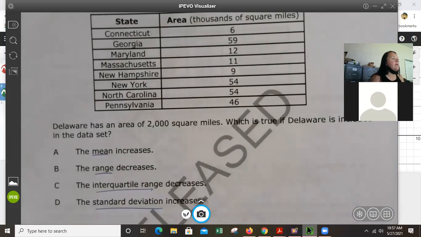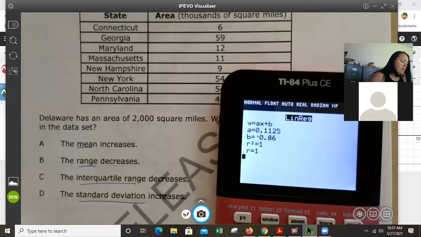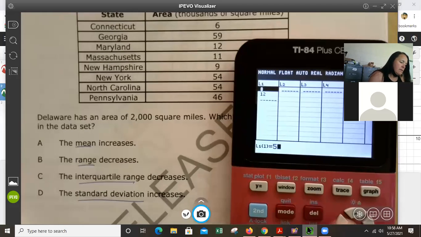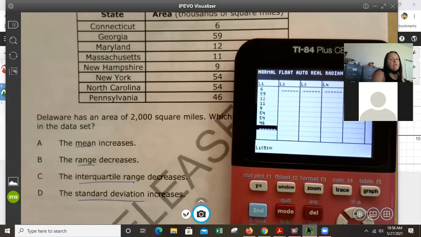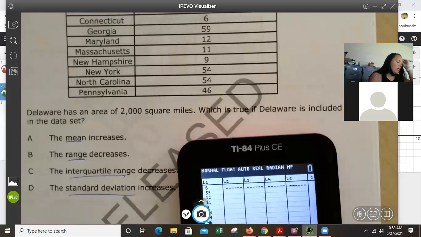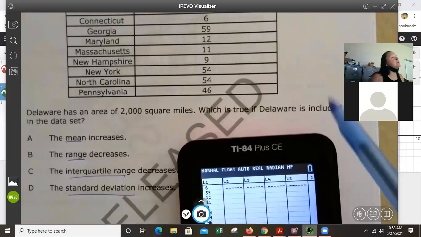Okay, still going to put it into L1, but we don't have an L2 this time, so we can get rid of that. 6, 59, 12, 11, 9, 54, 54, 46. Now I'm going to hold off doing anything for a minute and I'm going to read the problem. Delaware has an area of 2,000 square miles, which is true if Delaware is included. So hold it out for a minute and write down what it has without Delaware.